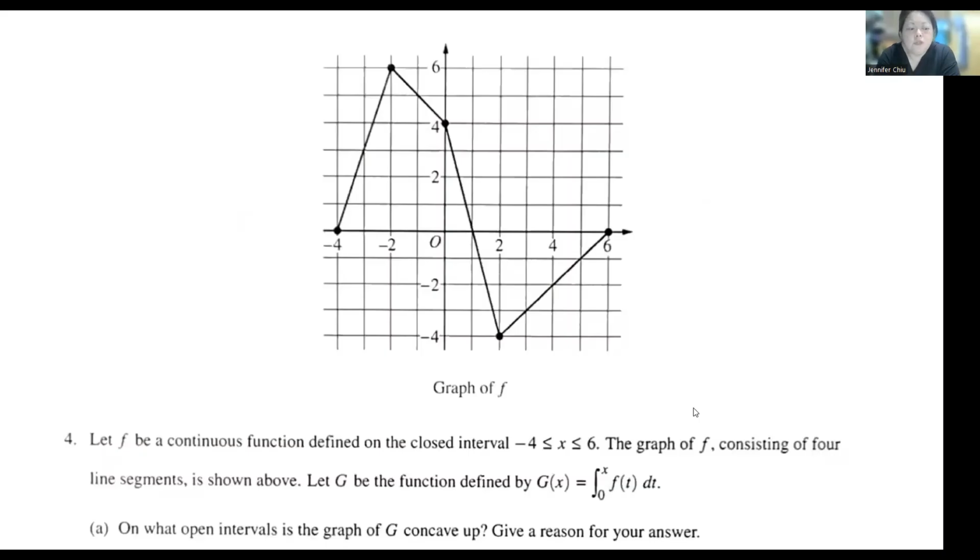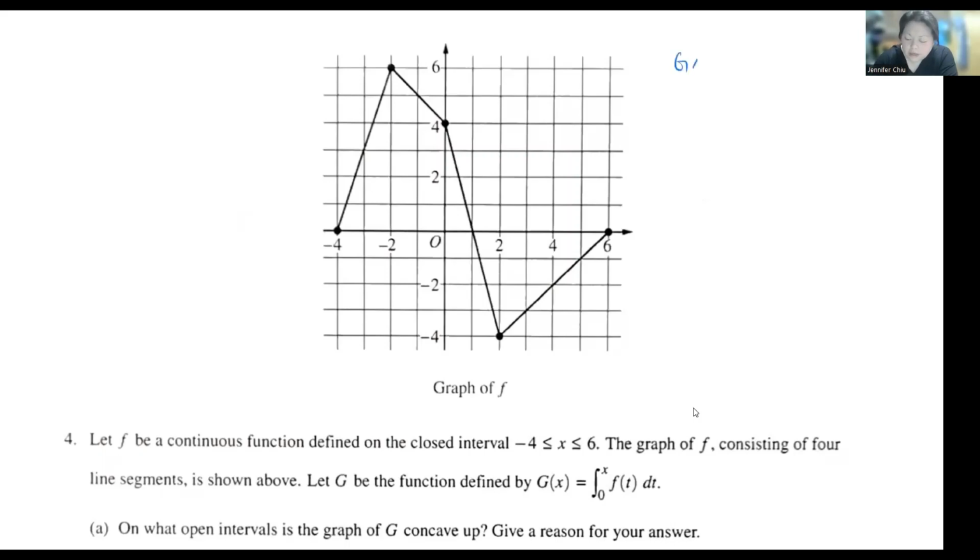Okay, this is 2021 FRQ number 4, still on the non-calculator section. Let f be a continuous function defined on the closed interval from -4 to 6. The graph of f consists of 4 line segments shown above. Let g be a function defined by g of x equals the integral from 0 to x of f of t dt. We discussed this earlier in our review, but I'm going to say this again.